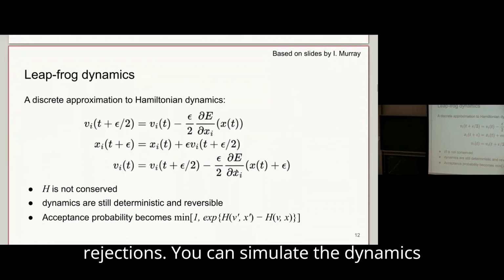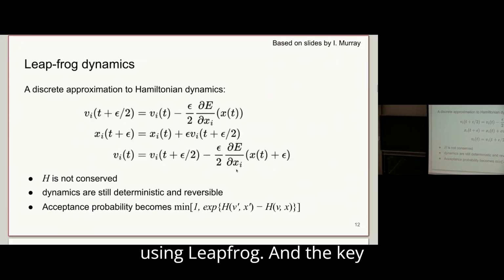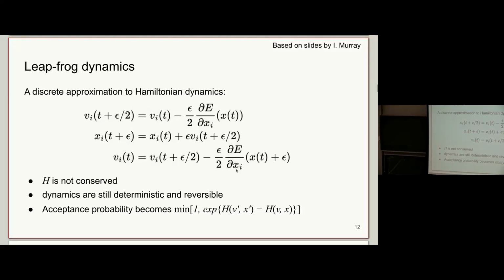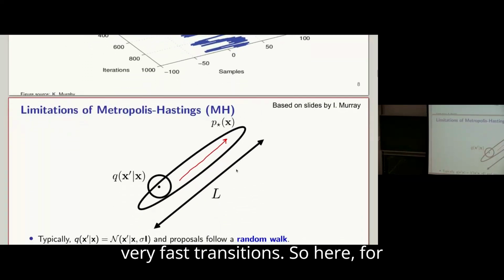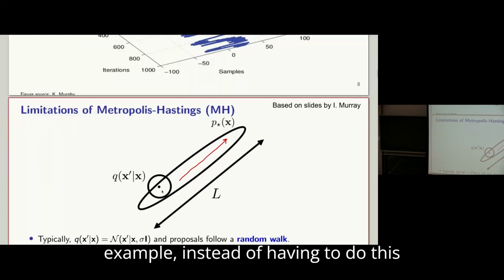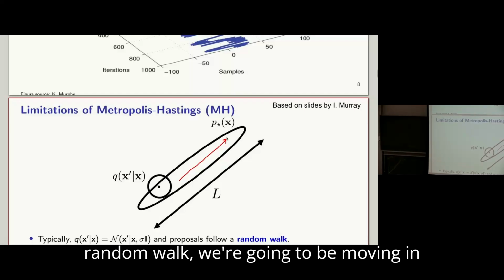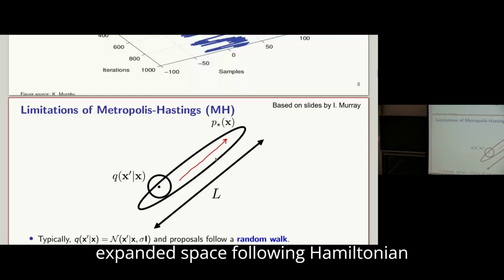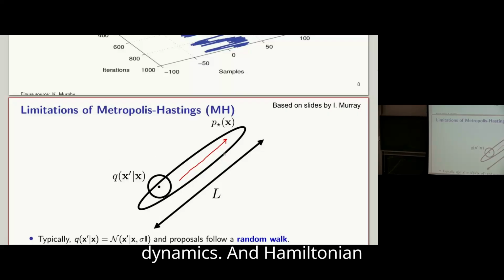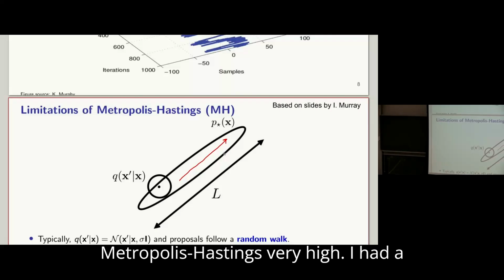You can simulate the dynamics using Leapfrog, and the key thing is that Hamiltonian Monte Carlo is going to do very fast transitions. So here, for example, instead of having to do this random walk, we're going to be moving in an expanded space following Hamiltonian dynamics. And Hamiltonian dynamics preserve the total energy, and that's going to make the Metropolis Hastings acceptance probability very high, okay?